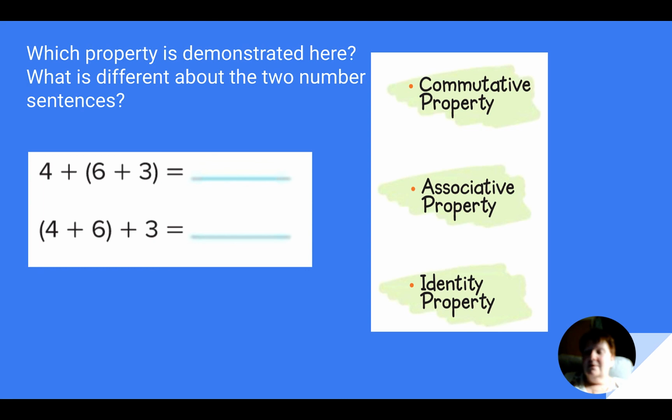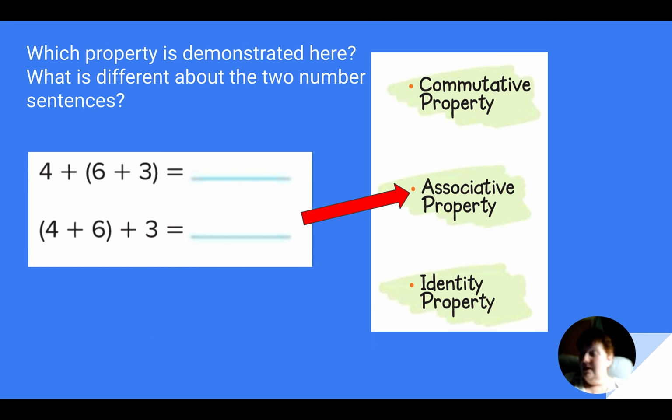All right, your turn. Which property is demonstrated here? Let's go. 4 plus 6 plus 3. 4 plus 6 plus 3. What's changed? What's different? Right, only the placement of the parentheses has changed. Which one is being demonstrated here? Commutative, associative, or identity? When there's parentheses involved, you got it. It is the associative property.